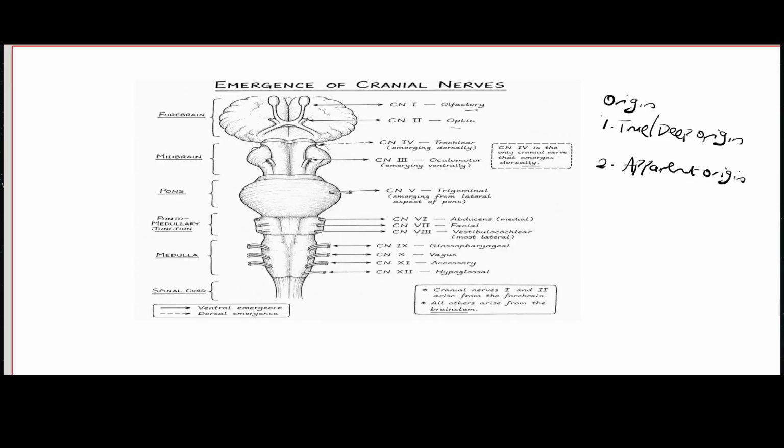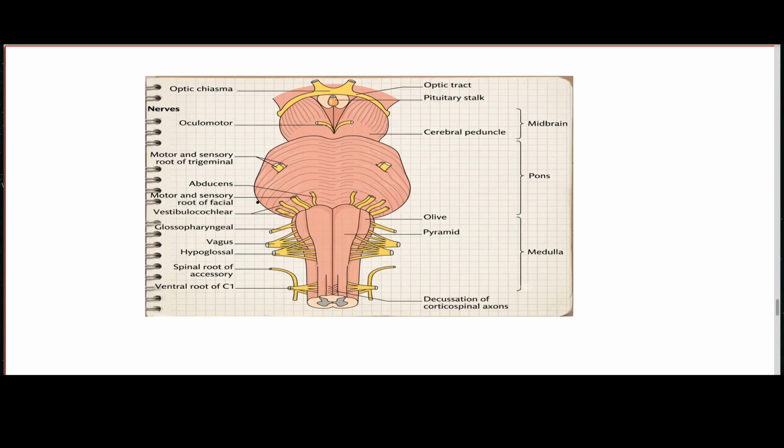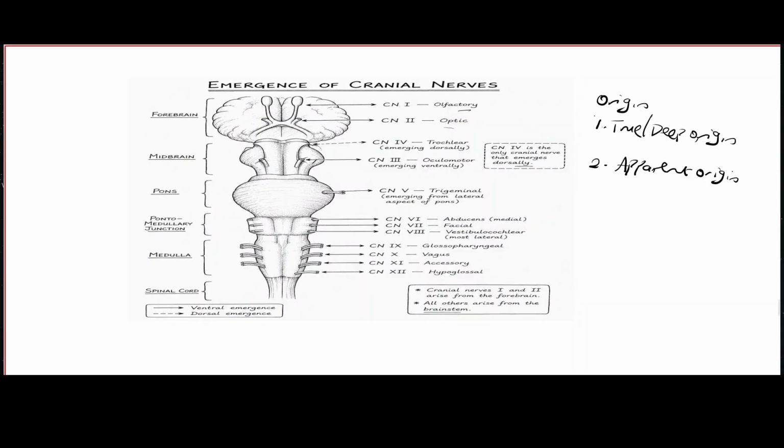So let's see another diagram. The abducens nerve is most medial, then we have the facial nerve next, and the vestibulocochlear nerve is most lateral. Next we have the nerves that are emerging from the medulla. Four nerves emerge from the medulla. We have the glossopharyngeal nerve, the vagus nerve, the accessory nerve, and the hypoglossal nerve.